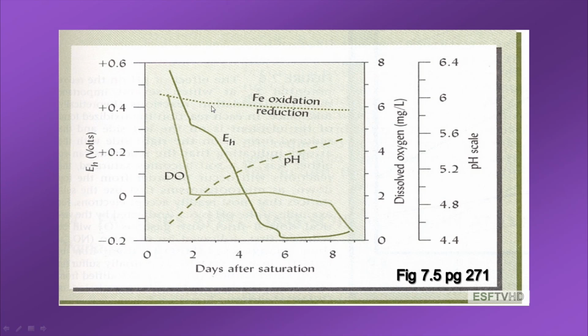So iron is reduced below this line. As soon as oxygen is depleted, iron is reduced. Iron is now getting the electrons that oxygen would be getting, but there's no oxygen to get the electrons. At the same time, notice that the pH goes up. So this will come into play later. The pH goes up.